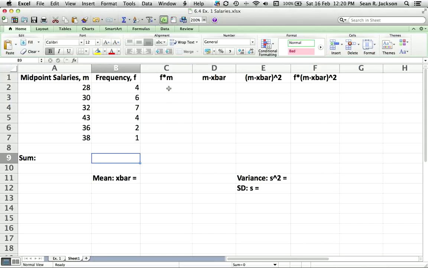And Ms. Hughes, while I type, you can tell me what to do. Talk you through. Okay, so if we want to find the variance and standard deviation, then we know we need to do m minus x bar. We've got our m's, there they are in column A, but we don't have our x bar yet.